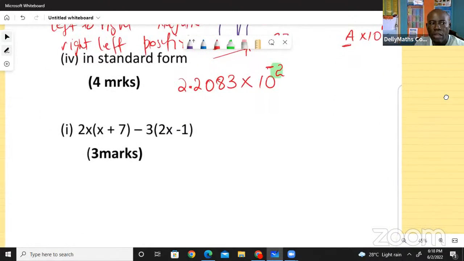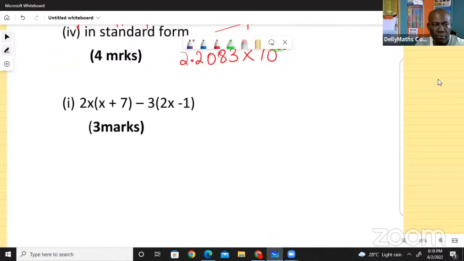All right, so those are the first set of questions that you'll get, right? Some fractions, some rounding off to decimal places, standard form, significant figures, all the time.